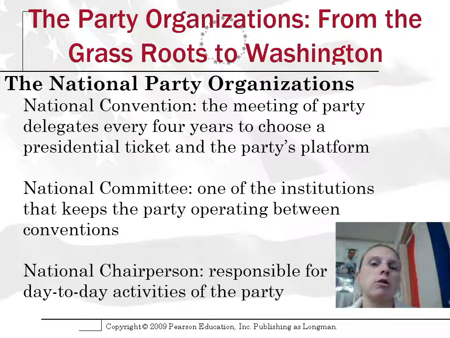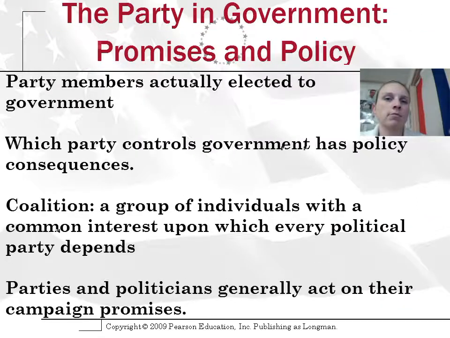The third group we're looking at out of the three parts of the party is the national level, the National Party Organization. We see them meet every 4 years at the National Convention, where they pick not only their choice of candidate to run for President of the United States, but they also reform their party platform. Who does that? That's the National Committee, which is one of the institutions that keeps the party operating between those 4-year conventions. And who's in charge of that? They call them the national chairperson. They're the ones that take care of the day-to-day activities of the party.